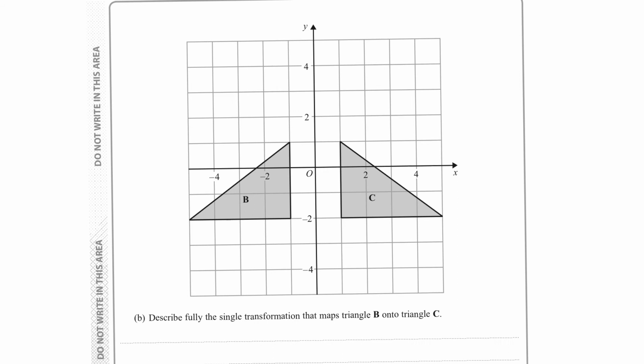Okay, and then question B, it says describe the single transformation that maps B to C. So if we look at B to C, they look reflected. The size hasn't changed, the position hasn't changed. Size hasn't changed, so it's not an enlargement. Position hasn't changed, so it's not a rotation, but it has been reflected.